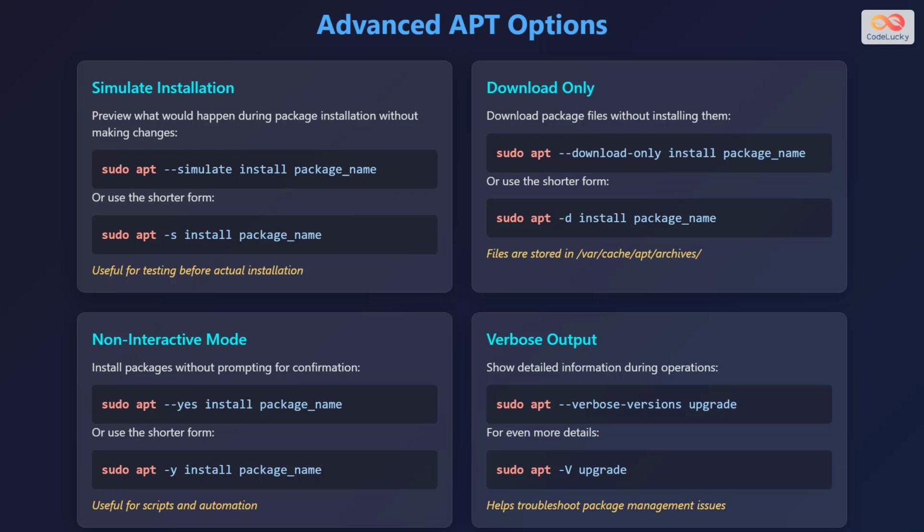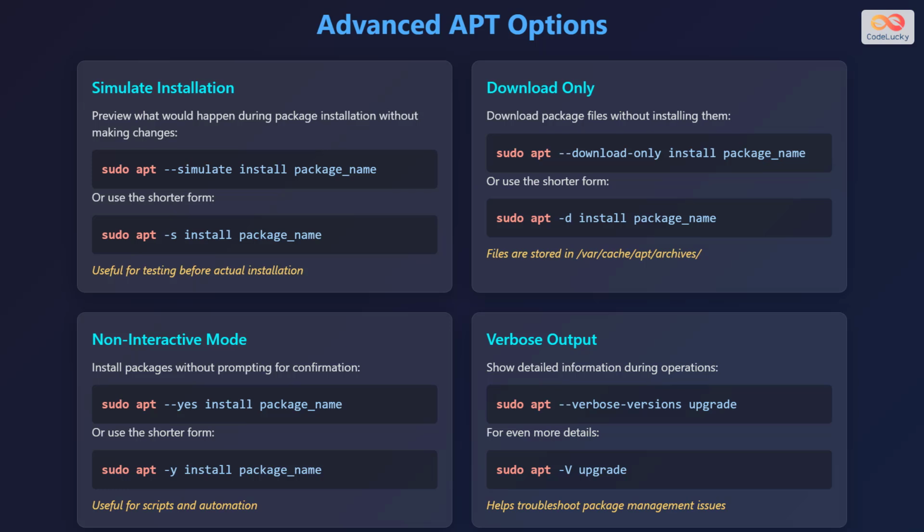Let's see some advanced APT options. To simulate installation and preview what would happen during package installation without making changes, use the command sudo apt --simulate install package_name. Or use the shorter form, sudo apt -s install package_name. This is useful for testing before actual installation.